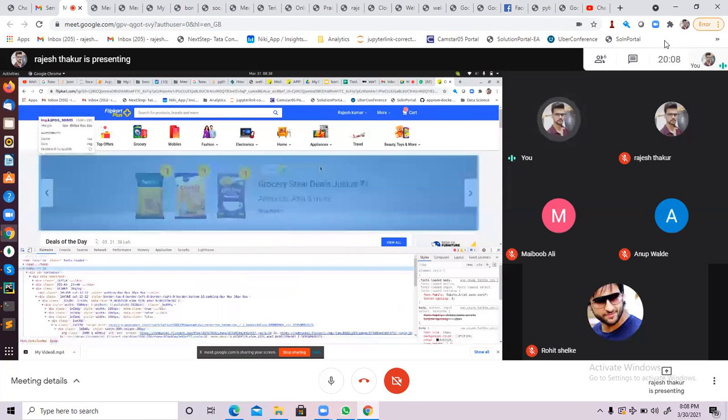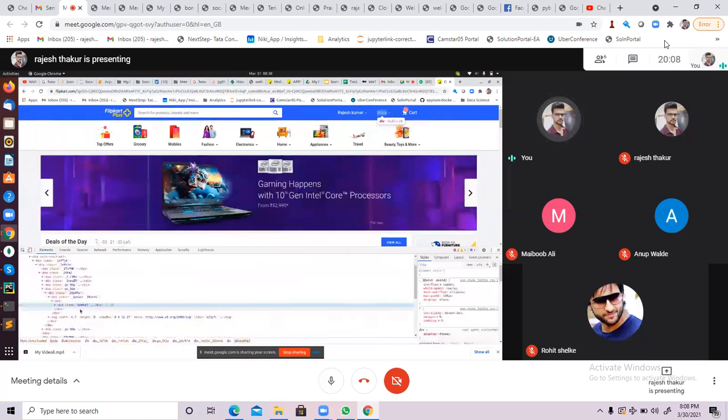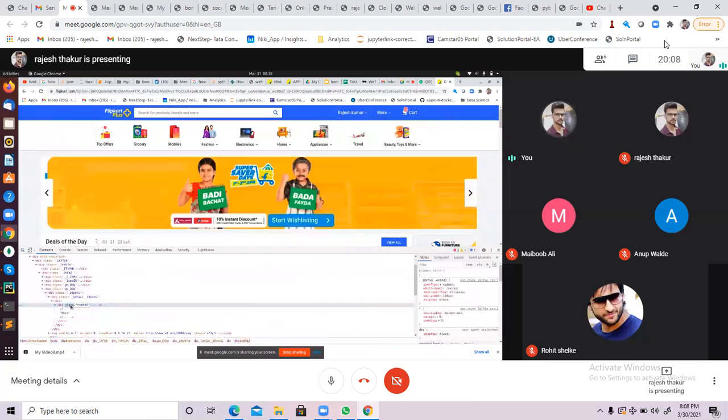Let's suppose I want to identify this more wala thing. Here I can see this is the HTML tag. This is the attribute. Class is the attribute, no doubt. And this is the value.